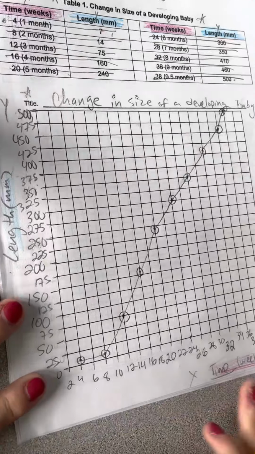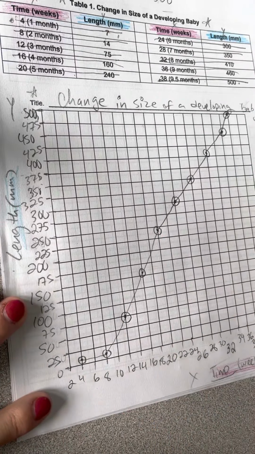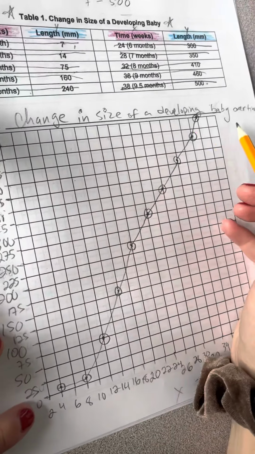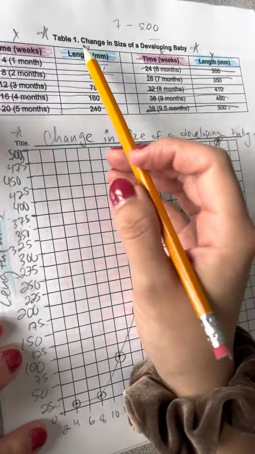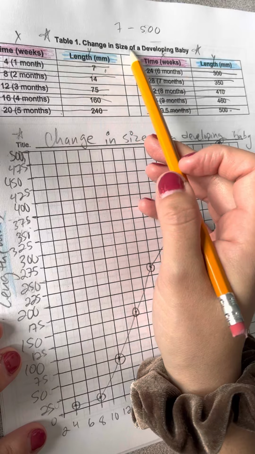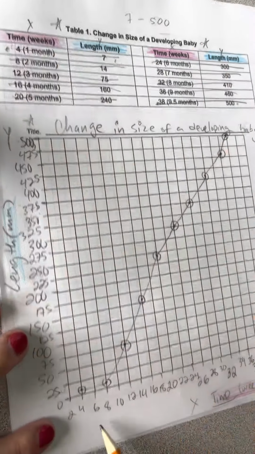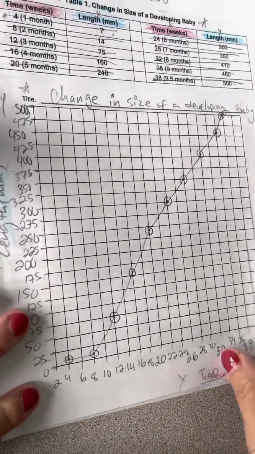There's my graph. Okay, right there I would get 3 points. And I also added the title, Change in Size of a Developing Baby Over Time. Okay, and I got my title from right over here, Change in Size of a Developing Baby. And I used the word time because it's going over time and it's increasing over time.